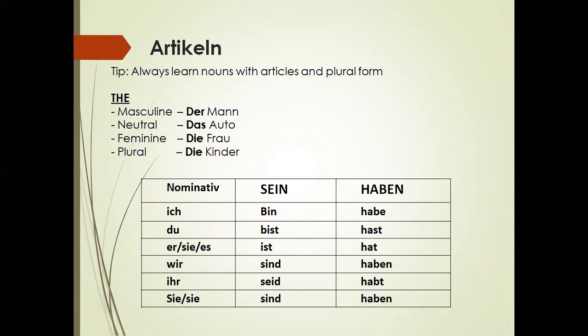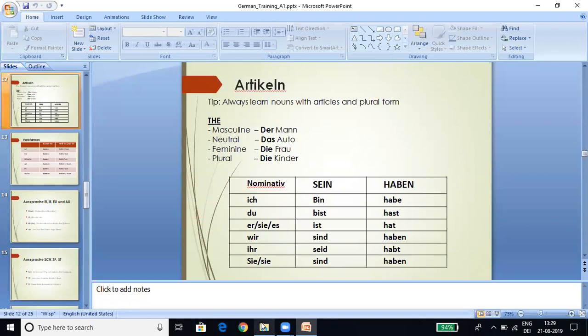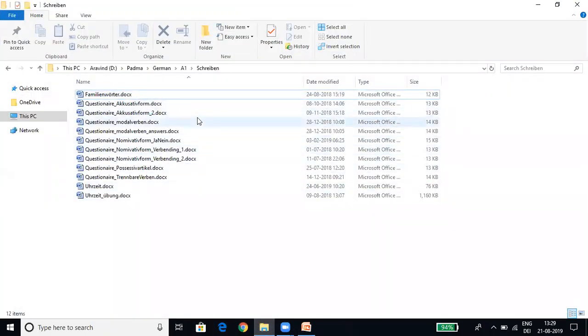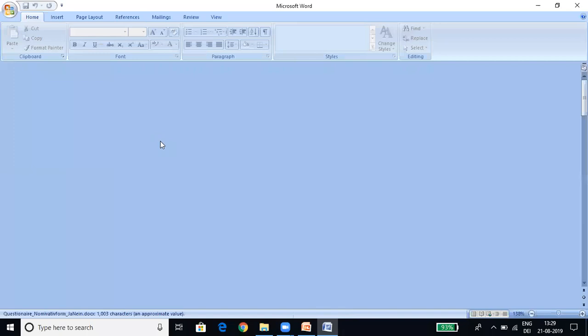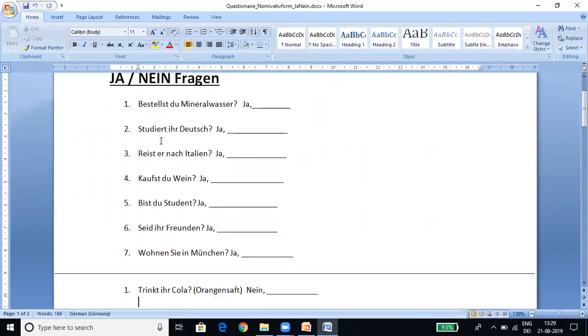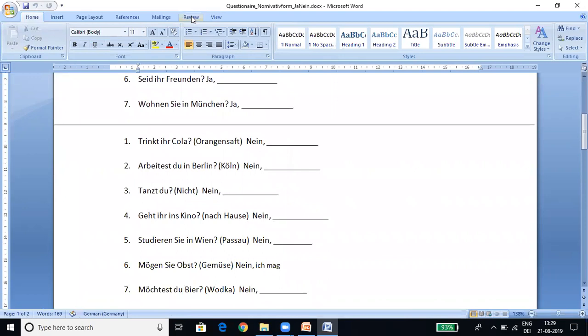Whenever we learn something new, you will get a homework or a worksheet on the same day. For example, if we learn something called Ja-Nein-Fragen, the same day you will get a worksheet like this. You need to fill in the blanks. I would explain everything in detail, but homework is a must. Whatever I teach in the class will give you the basic idea, but if you want to learn more, you need more practice. The more you practice, the better you learn.